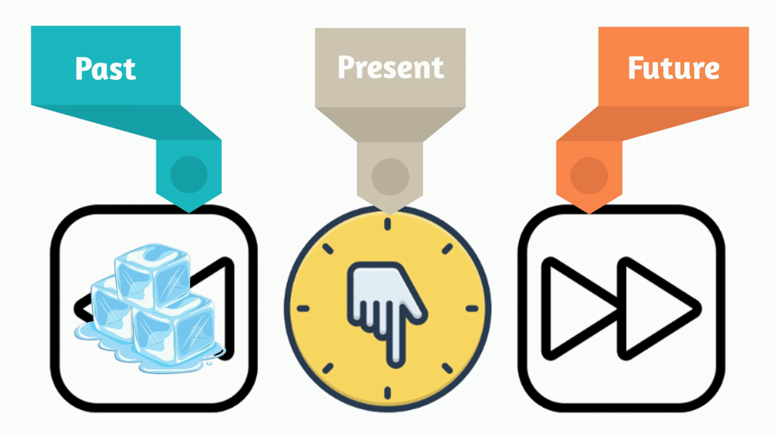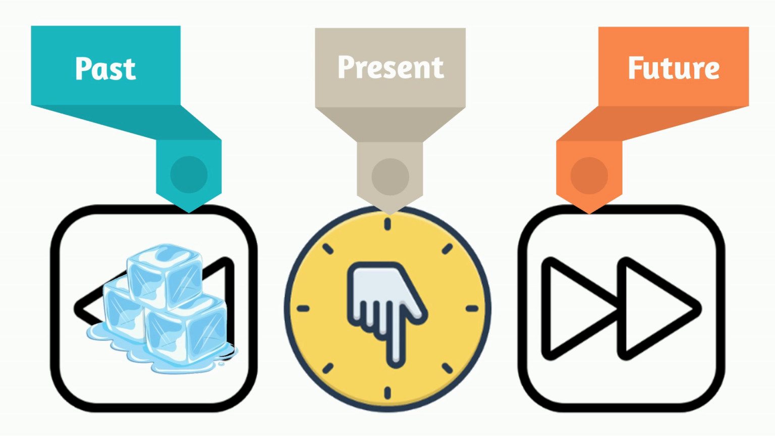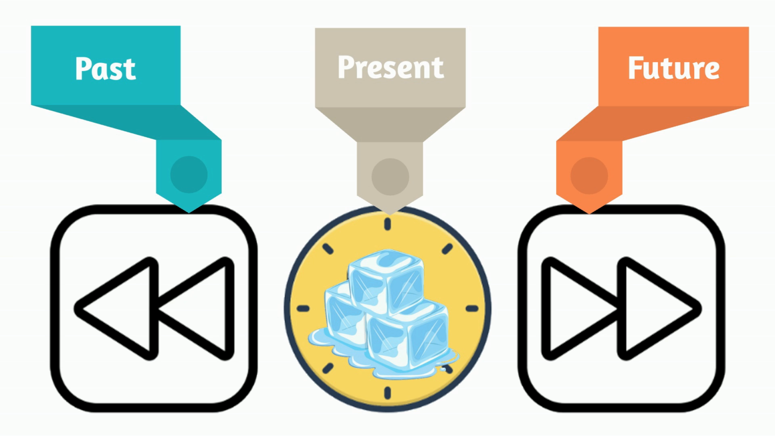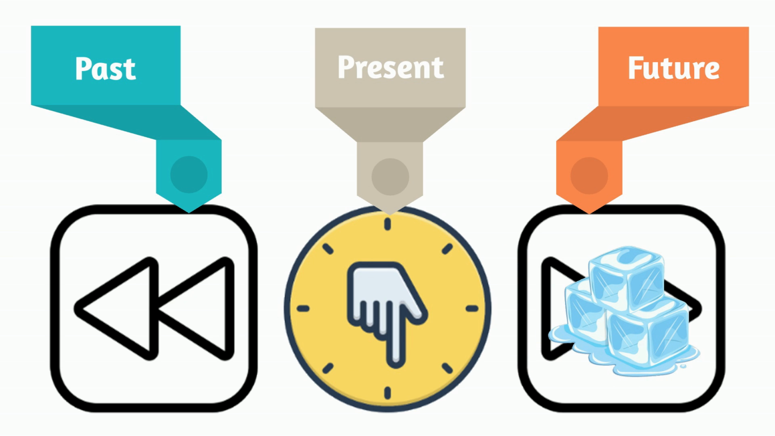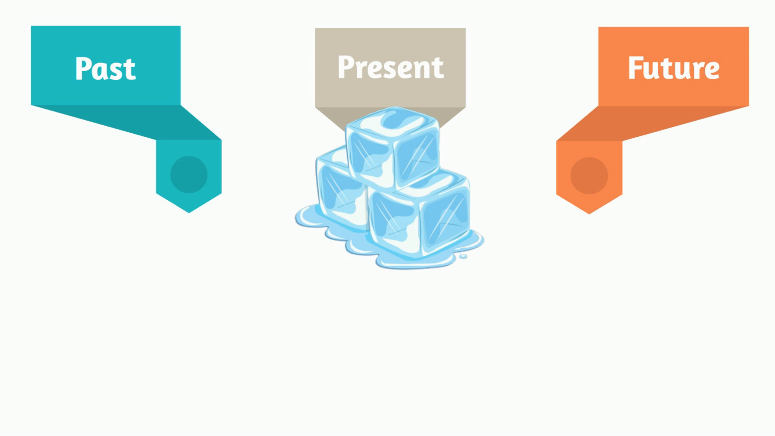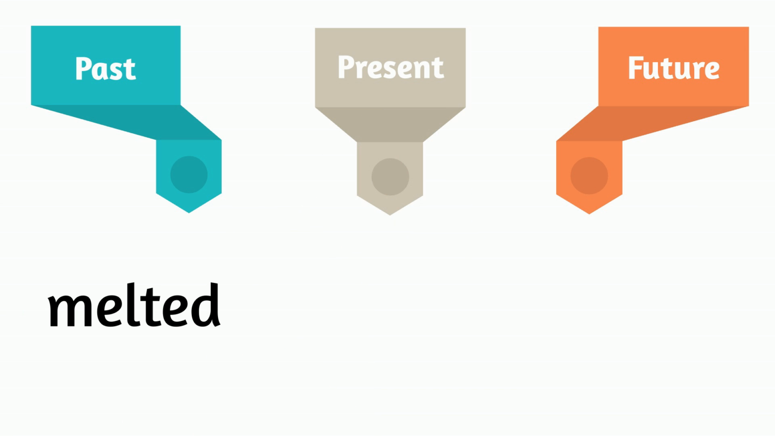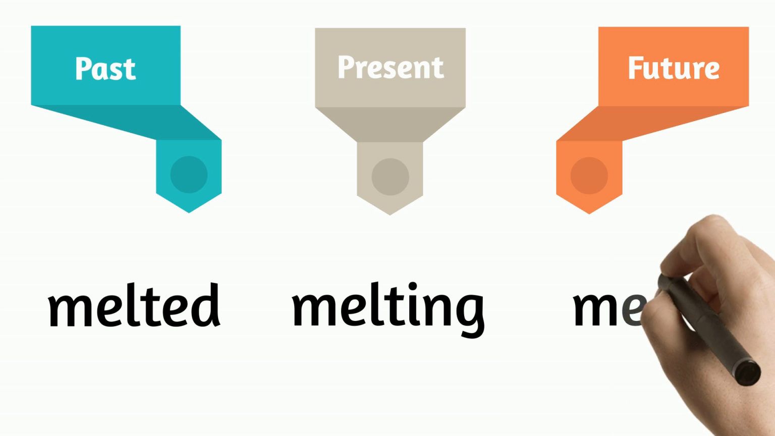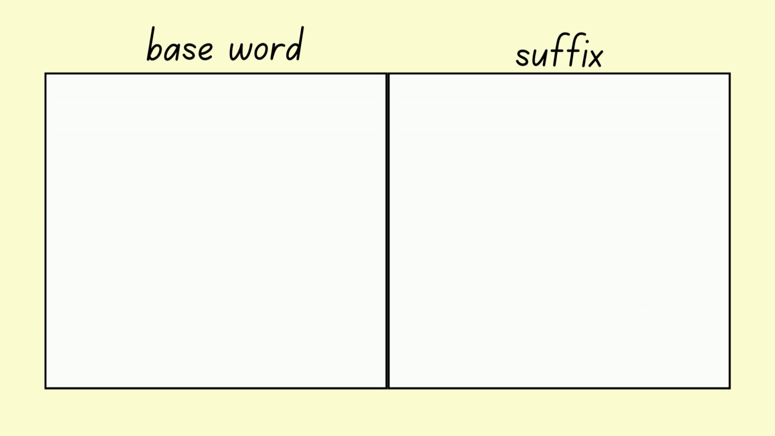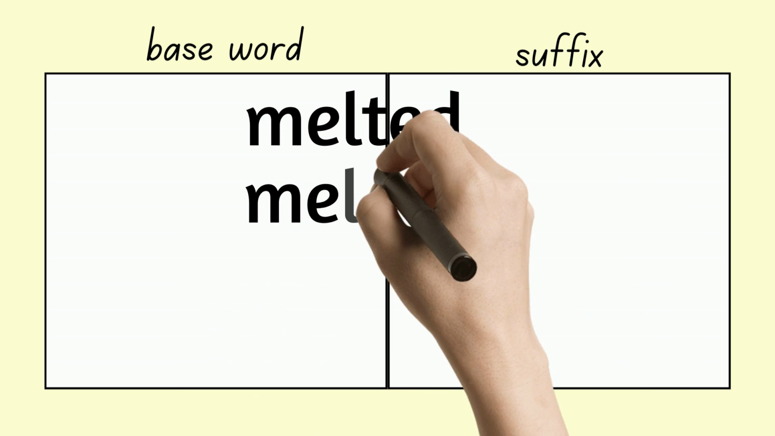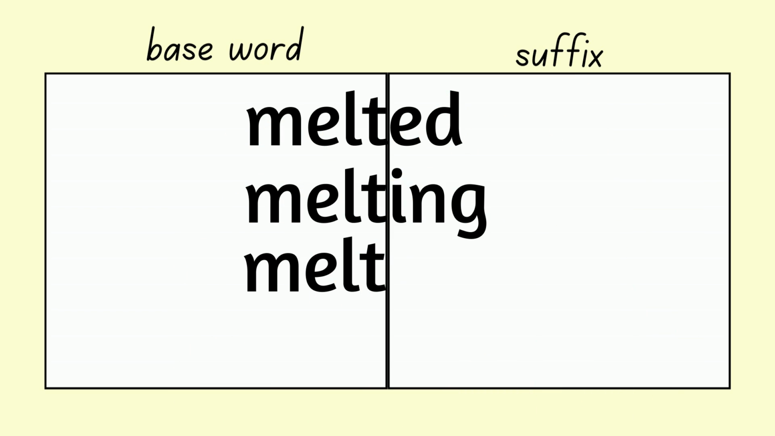Let's check another word, melt. Last week, my ice block melted. Right now, my ice block is melting. Tomorrow, my ice block might melt. The past tense word is melted. The present tense is melting, and the future tense is melt. The three different words, melted, melting, melt, all contain the same base word but have different suffixes.